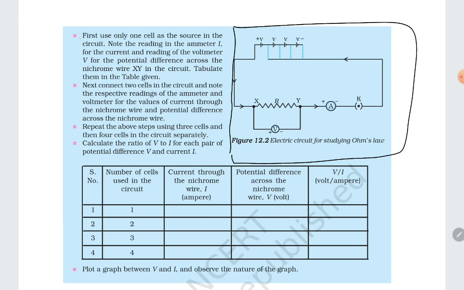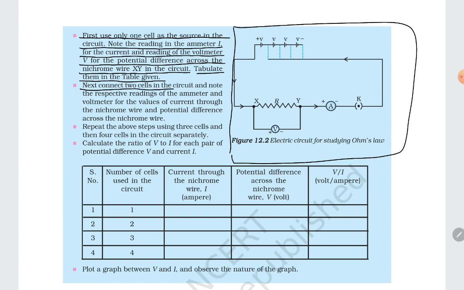Now, first use only one cell as the source in the circuit. Note the reading in the ammeter as I for the current and the reading of the voltmeter as V for the potential difference across the nichrome wire XY in the circuit. Tabulate them in the table given.